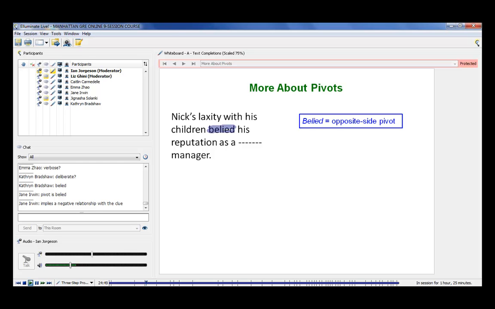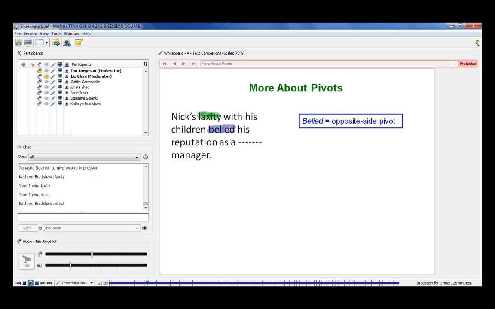Belied literally means to show that something is a lie, right? Belied is to show that something is a lie. Yeah, and Jignasa's got a good definition of it as well, to give the wrong impression. So what's the clue then? What's the clue? All right, put those two things together, and we need something that's the opposite of laxity.